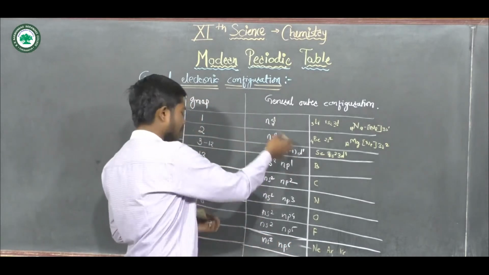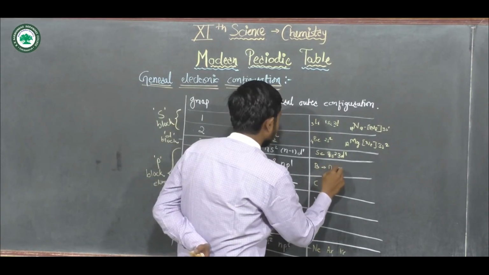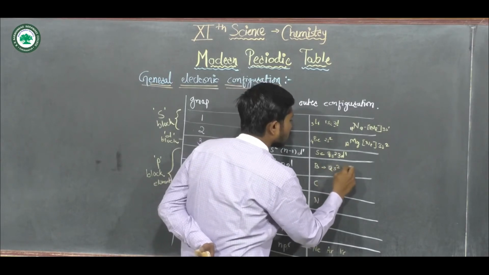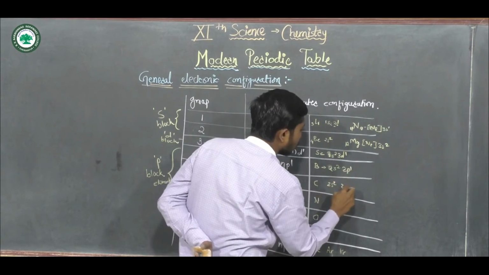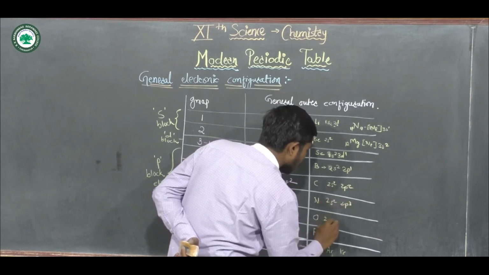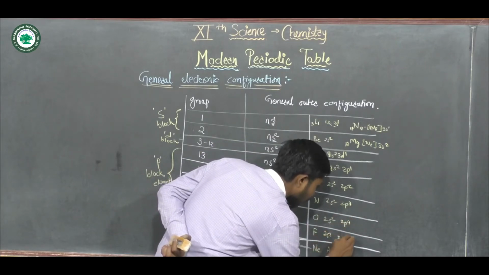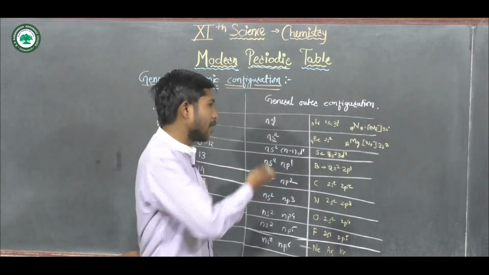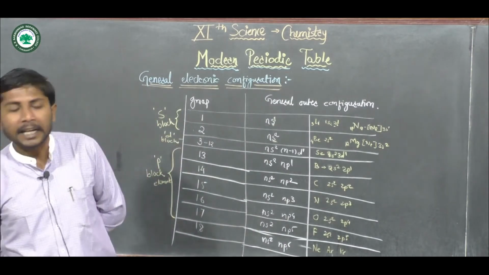Okay, while writing their electronic configuration, we can see that the last orbit, ns2 means here boron 2s2 2p1, 2s2 2p2, 2s2 2p3, 2s2 2p4, 2s2 2p5.